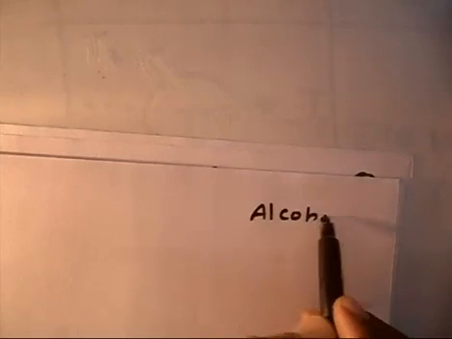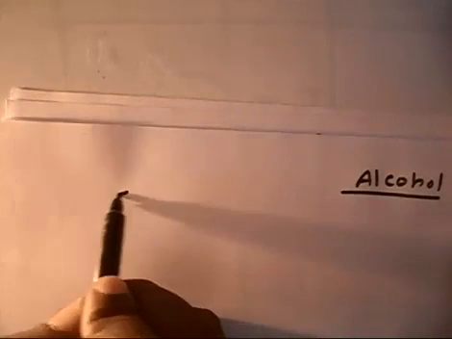Okay, this is from the alcohol chapter. You have to write down the product for the following reaction. A reaction is given. So let me write here. So this is from alcohol. You have to write down the product for the given reaction. So you have this.